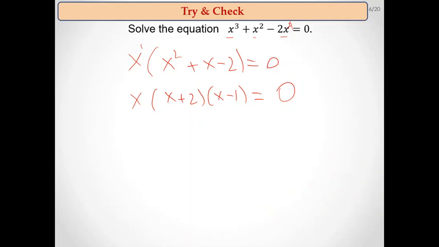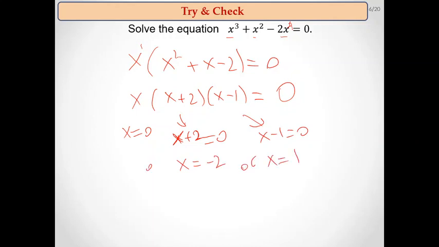And then we use the zero factor property. And we have one possibility, x equal to 0. Or the middle factor, x plus 2, is 0, or x minus 1 equal to 0. And when you solve it, you will get x equal to minus 2 and x equal to 1. So we have these possibilities. And when we write the solution set, we put all the possible solutions.